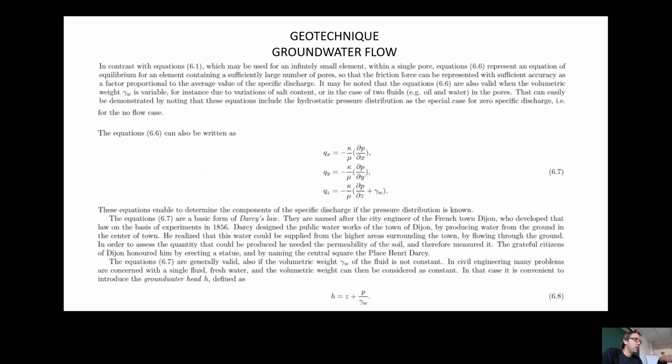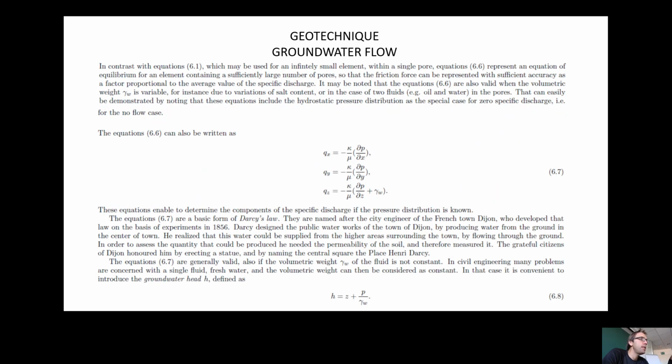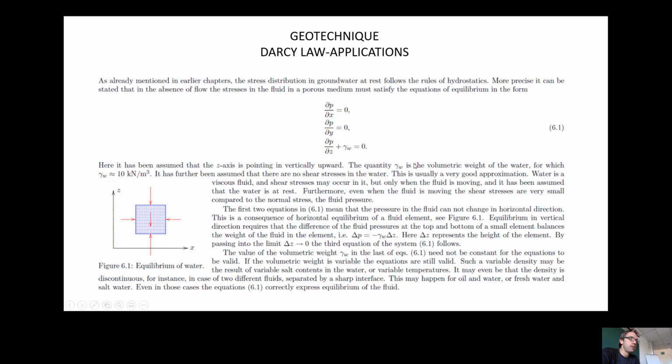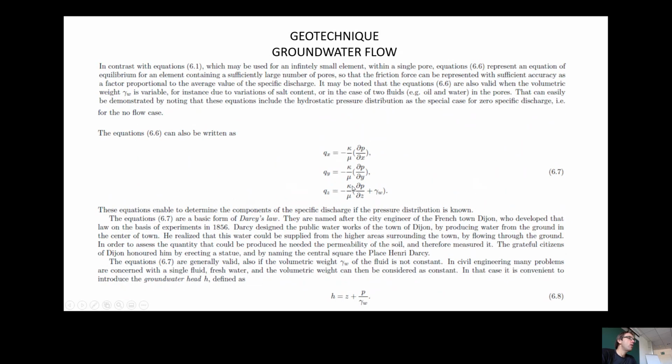Of course, you see, this was the component of the specific discharge. We can introduce delta P ratio delta X, delta P ratio delta Y, delta P ratio delta Z plus gamma W, that is this formulation inside the previous one, and we obtain the relative discharge. These equations, and this is what I want you to know, are the basic form of the Darcy law.